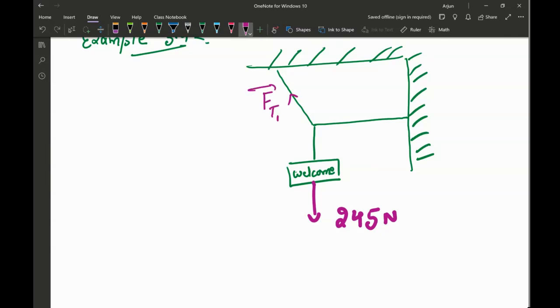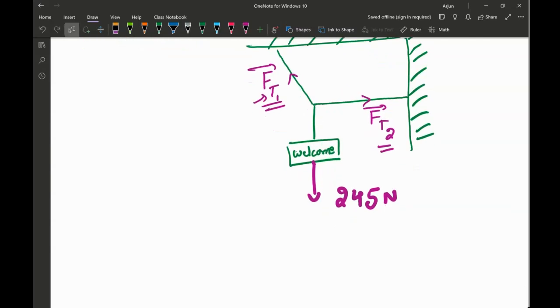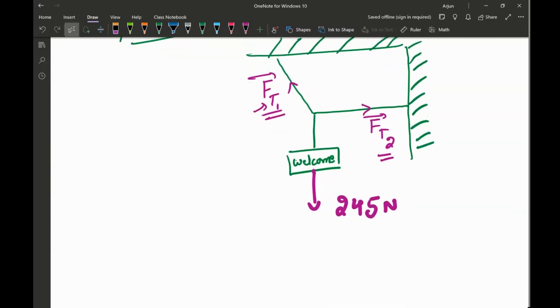So Ft1 I'm going to call this one, and I'm going to call this one Ft2. These are the two values I'm going to try and find out: the force in this rope and the force in the other rope. Whenever we specifically talk about a rope, we call it tension. That's why I marked them as T1 and T2. These are the two values I wanted to calculate. And one more thing given to me is that this welcome signboard is stationary because it is hanging.